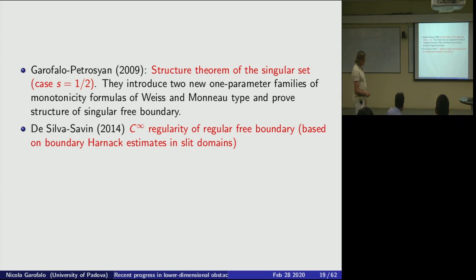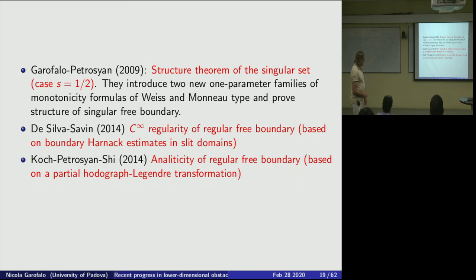In 2014, De Silva and Savin showed higher regularity of the free boundary. So they showed that the regular part of the free boundary starts smoothing out. Remember the original result of Kinderlehrer and Nirenberg, 1977: if it is C^1, then it becomes real analytic. So De Silva and Savin show that the regular part of the free boundary, which we already know from the Athanasopoulos, Caffarelli, Salsa result is a C^{1,alpha} hypersurface of codimension 2, now becomes C infinity. And then in 2014, at the same time, Koch, Petrosyan, and Shi proved that the free boundary is in fact real analytic. So they proved the analog, for these lower dimensional free boundary problems, of the Kinderlehrer-Nirenberg theorem.